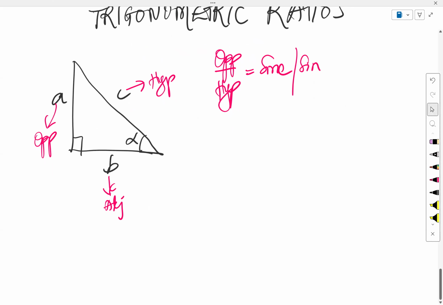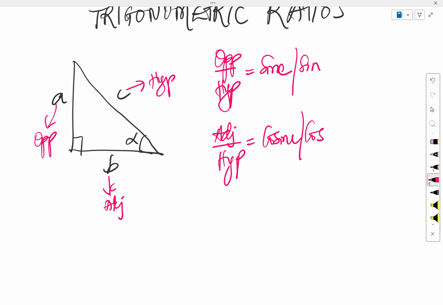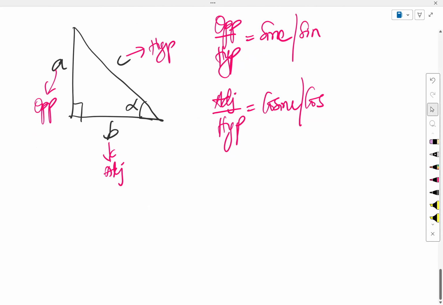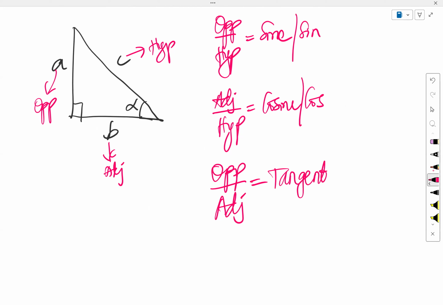Then we have the ratio of the adjacent over hypotenuse, and the ratio is called a cosine, or cos for short. And then we have the ratio of the opposite to the adjacent. That is simply called the tangent, and that is tan for short.